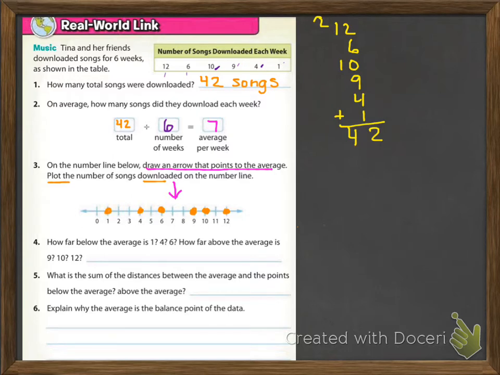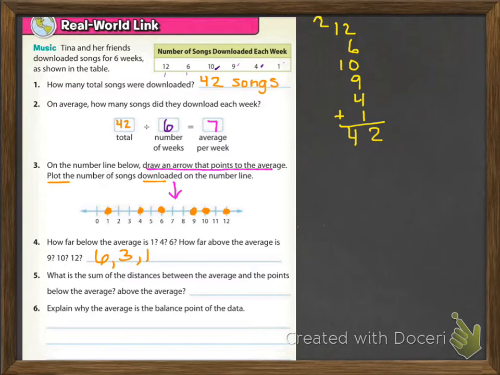Okay, so how far below the average is 1, 4, and 6? How far above the average is 9, 10, and 12? So below the average, let's see. How far below the average is 1? If the average is 7 and they want to know about 1, it's going to be 6 below the average. 4 is going to be 3 below the average. And 6 is just 1 below the average.